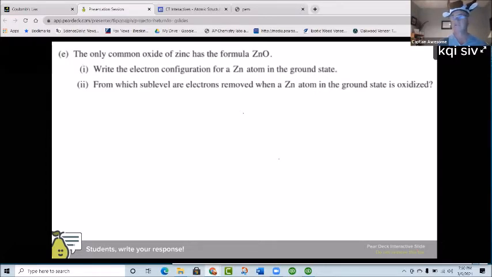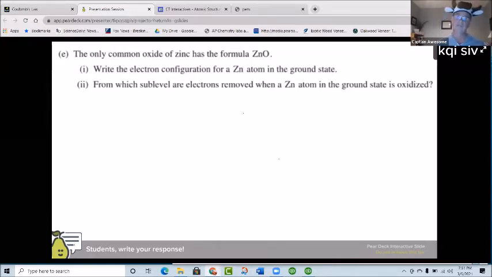And oxidized, remember, is when you lose electrons. So basically, when zinc loses electrons, which electrons will be removed? Now, keep in mind, a sublevel is not just energy level. So the answer can't be 3. It has to be 3s or 3p or 2p or 6s or 5f or something like that.